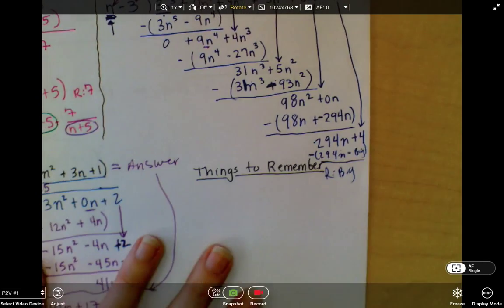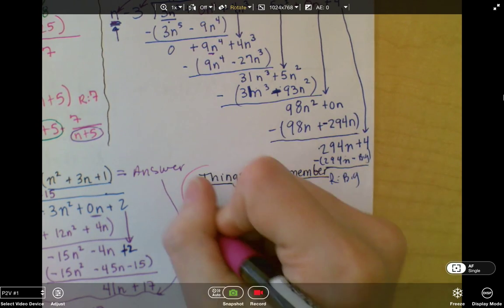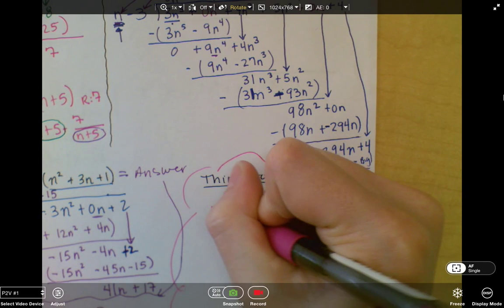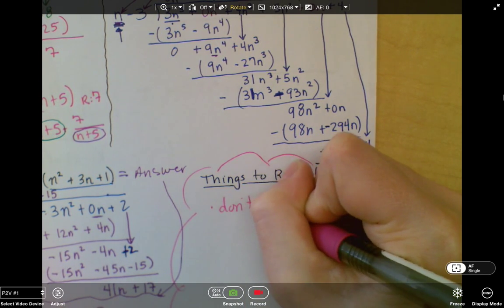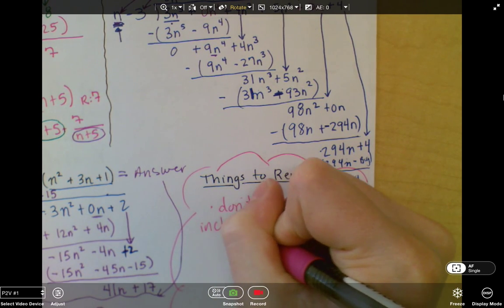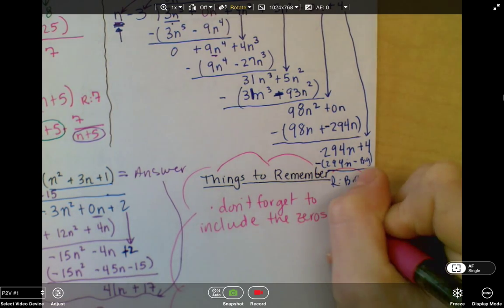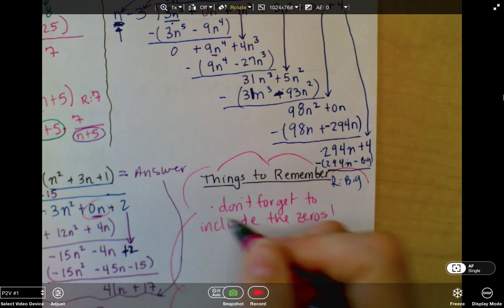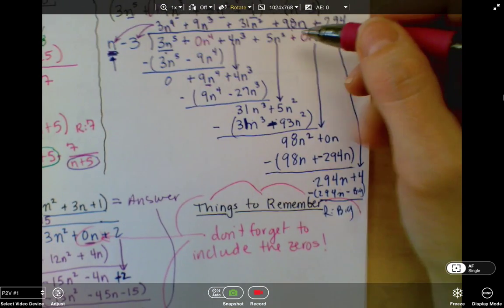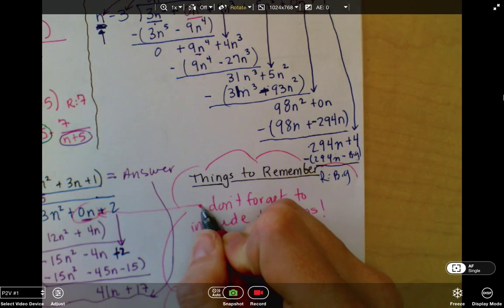Things to remember. Big ideas, you might want to put this one in a different color, or if you've been doing everything in black ink up to this point. Things to remember. Don't forget to include the zeros. So that was like up here when we did this question, we had a couple of zeros. So one, don't forget to include the zeros.